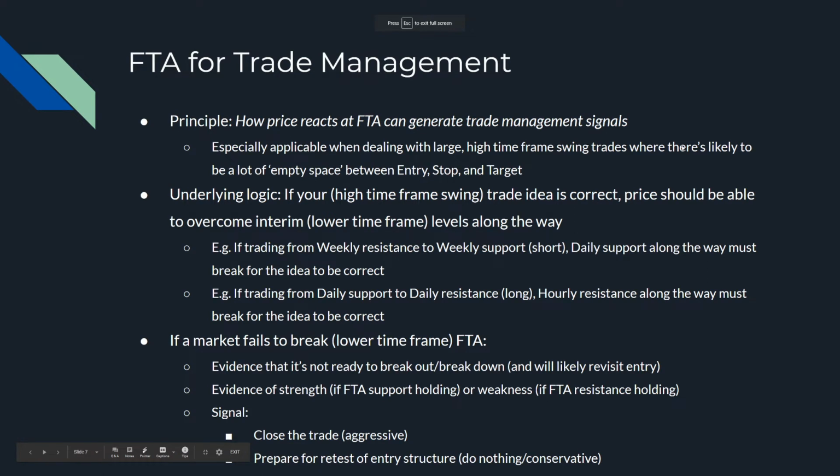Okay, so just to revisit, if your high time frame idea is correct, price should be able to overcome usually lower time frame. You can see it's in brackets because the Bitcoin Cash example, that was a weekly trouble area before the next kind of big level. So it doesn't have to be lower time frame FTA for trade management. It usually is. Again, this will depend on the context and you exercising your discretion. But we know that if a market fails to break FTA, as in our examples, it's evidence that it's not ready to break out, and will likely revisit entry, and it's evidence of strength or weakness depending on whether price is at support or resistance.